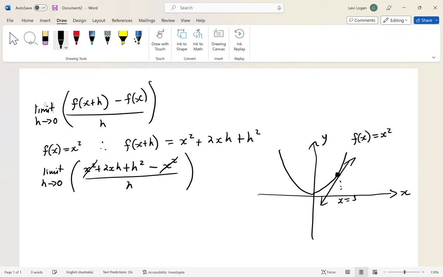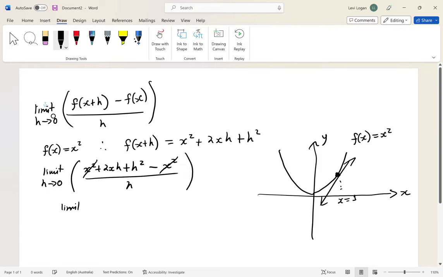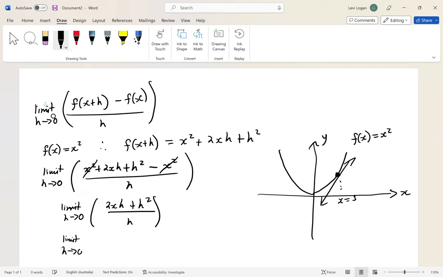We can see those are going to cancel, so we're left with the limit as h approaches 0 of 2xh plus h squared over h. Right, so the top half of our fraction, we can take out a factor of h. So the limit, and yes, you have to write limit every time when you're doing first principles, limit as h approaches 0 of h times 2x plus h, all over h. That will cancel, so you're left just with the limit as h approaches 0 of 2x plus h.